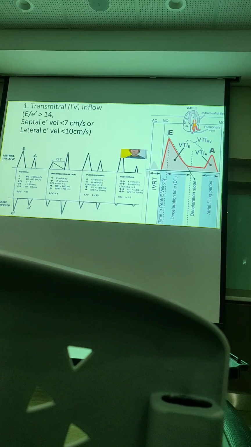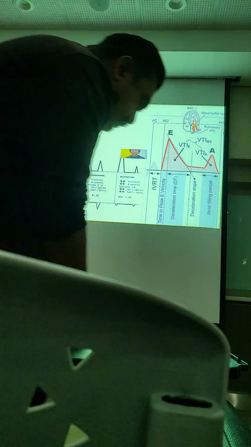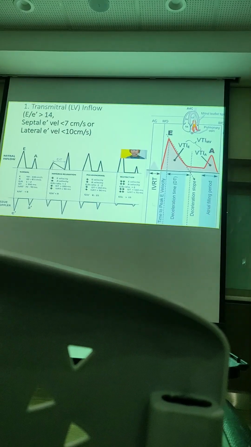Tapi in the restriction one, in the grade 3 pula, the relaxation becomes very fast because it's stiff. So when it's stiff, the compliance kurang. When the compliance is kurang, it becomes very fast. And when it's fast, it's not good. You tak boleh fast sangat, tak boleh lari sangat. Fast is actually even more hurtful than the slow one. Tapi because of this, because the pressure drops very quickly, your IVRT becomes shorter.